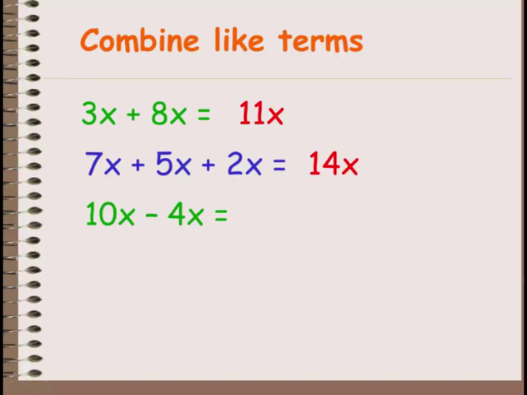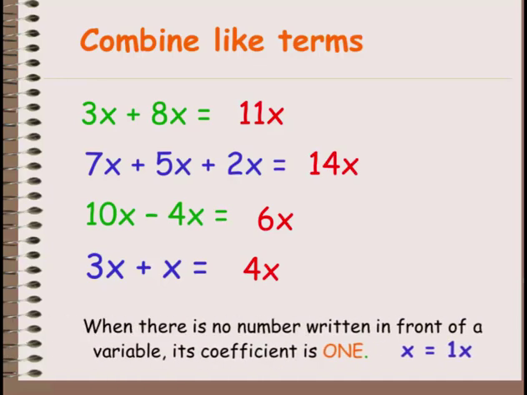10x, take away 4x. I can combine the 10 and the 4 by using the distributive property. I can do 10 minus 4 first, and then multiply by the x. That's the distributive property. So 10 minus 4 is 6, 6x. 3x plus x, remember that's like having 1x, so 3x plus 1x gives you 4x. When there is no number written in front of the variable, its coefficient is 1. So x is like having a 1x in that last example.